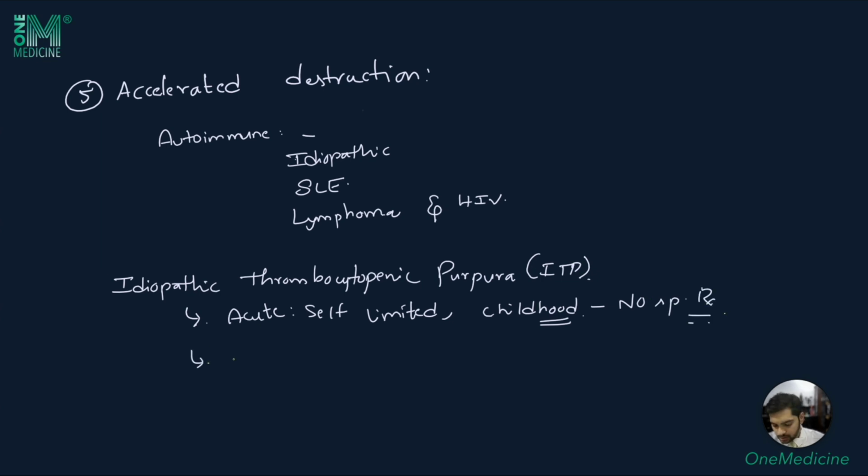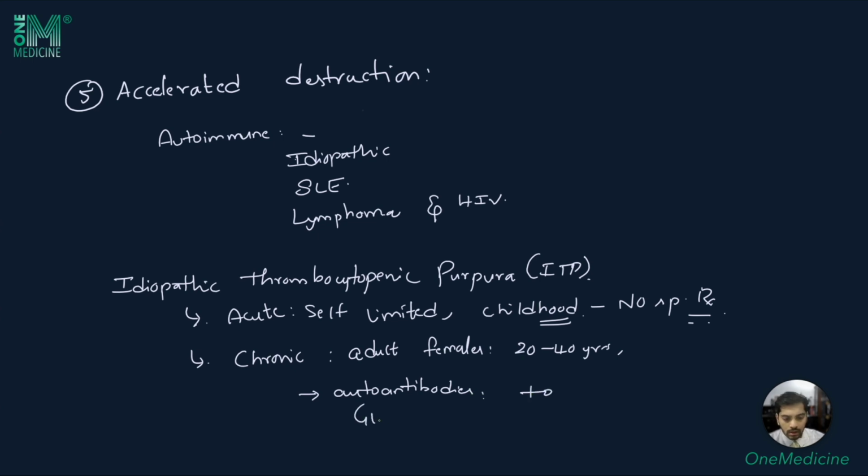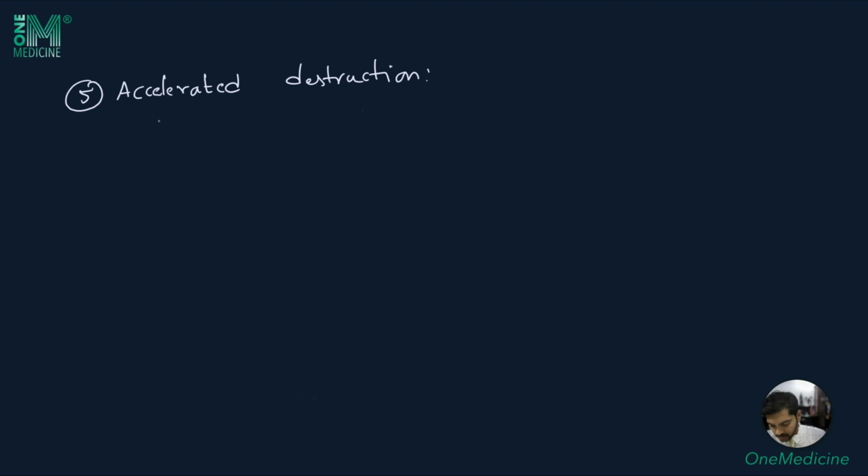The second type is a chronic disorder which has a higher incidence in adult females, especially of the age 20 to 40 years, that is reproductive age group. This can be due to autoantibodies to either glycoprotein 2B3A or glycoprotein 1b9. Let's look at some more causes of accelerated destruction.